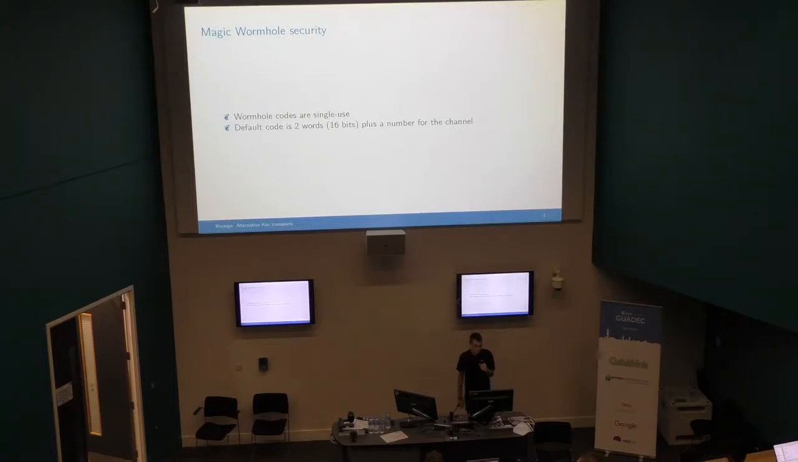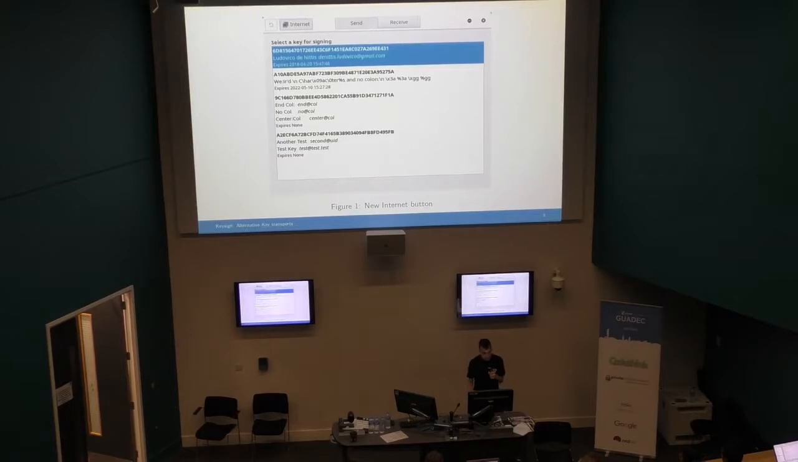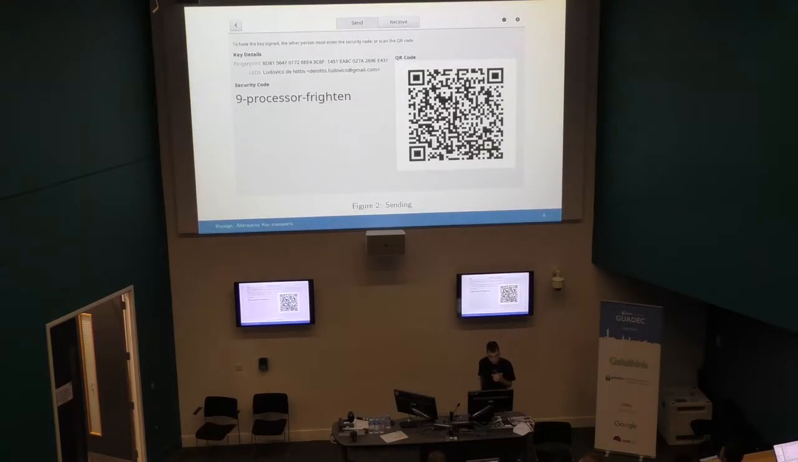In short, Magic Wormhole generates a code that is composed of one number that is the channel of the connection, and two English words picked from the PGP word list. And this is how the sending tab looks. It's exactly the same as before, with an extra internet toggle button in the top bar. And if the user toggles it, they will transfer the keys using Magic Wormhole. This is the sending page with the security code.